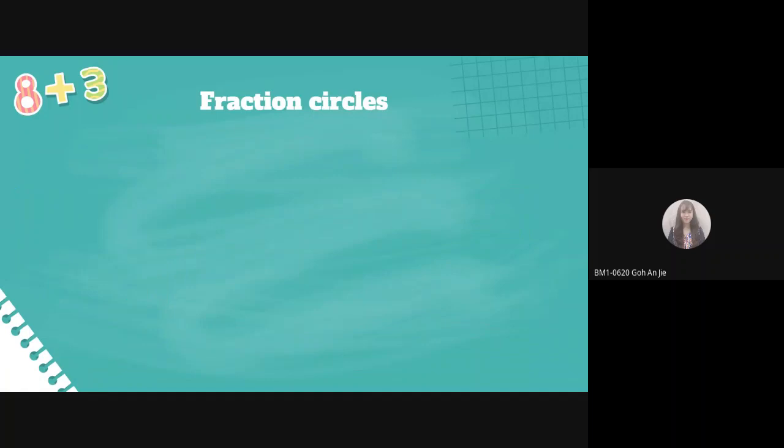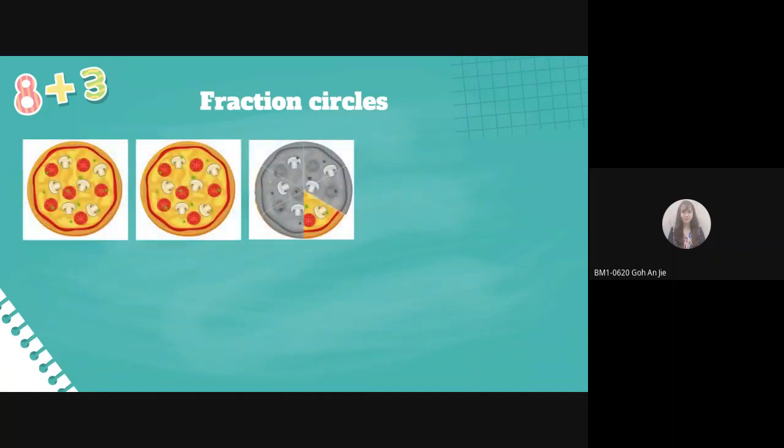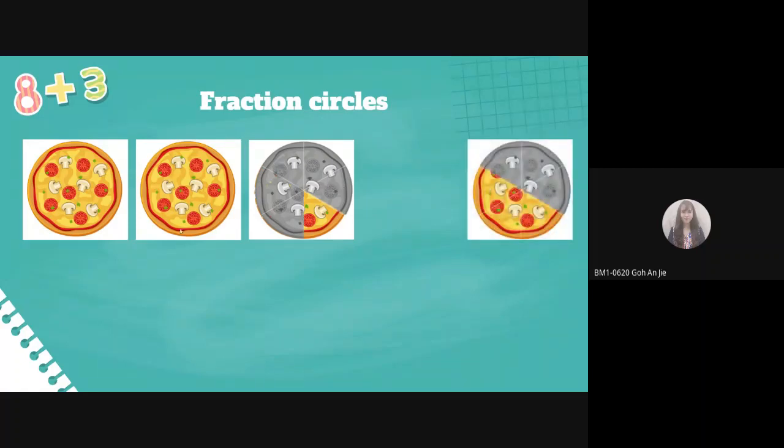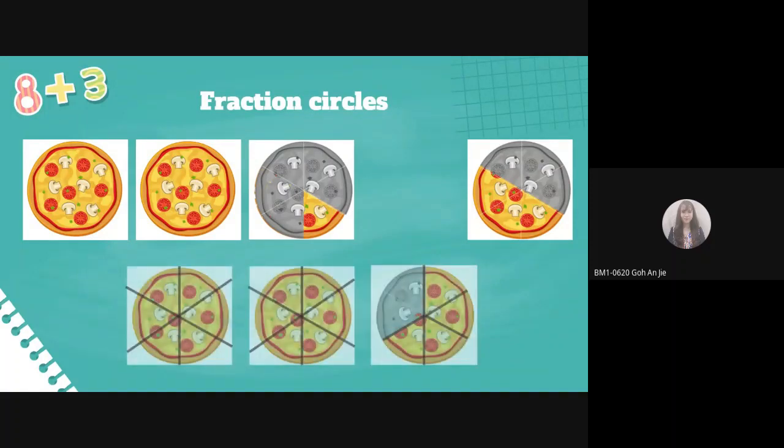For the fraction circles, we will change the 2 and 1/6 to 13/6, which we show in the pictures, and we can add it together to get 16/6.